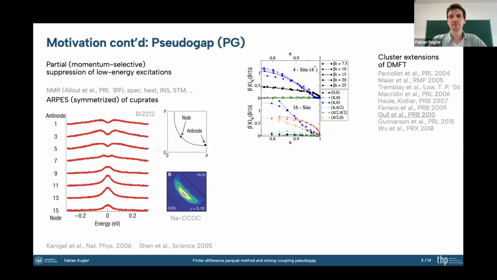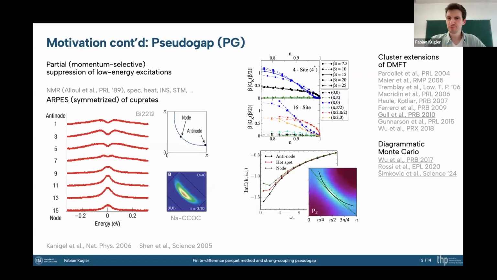And then in recent years, diagrammatic Monte Carlo has become the state-of-the-art tool for the pseudogap. The challenge for this method is, of course, resumming the series for large interaction and small temperature, but the strength is a very fine momentum resolution, as we can see from these self-energies plotted at selected momenta on the Fermi surface, and also from this spectral function proxy with a fine momentum grid. Both methods have clearly established that the strong coupling pseudogap is driven by short-range antiferromagnetic fluctuations, and I will get back to this later.